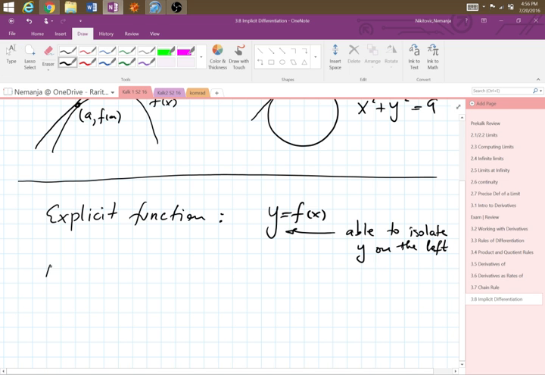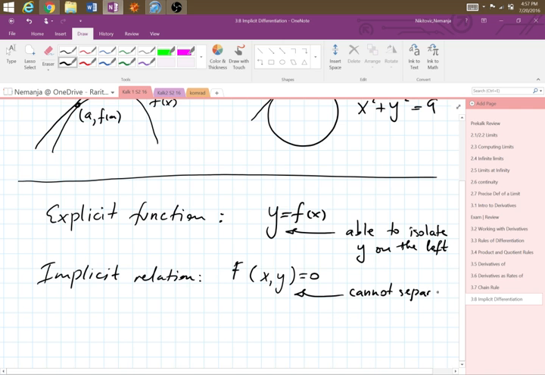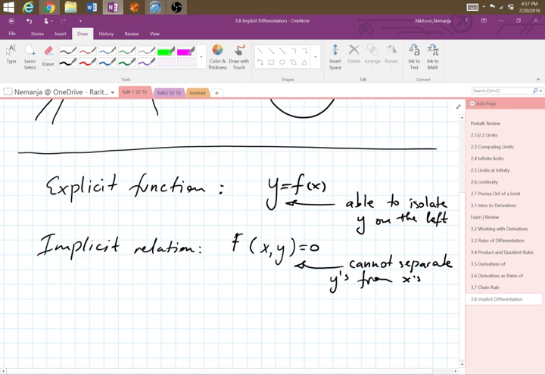Now we're going to have the implicit, and I'm going to call it a relation, because it could be a function, but it doesn't have to be. So implicit will be when you cannot isolate y, so we would write it as some kind of f of x, y equal to 0, because we really cannot separate. So I'm just going to write over here, cannot separate y's from x's in a fashion before. Immediately, an example for this.